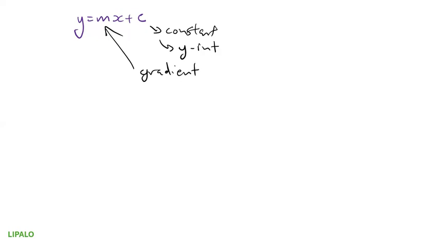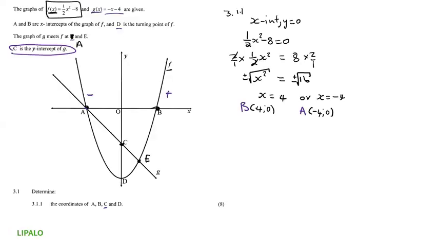What does this entail? It means that if I have y is equal to negative 2x plus 4, the y-intercept of this graph is (0, positive 4). This 4 is coming from here. So let's get back here. We are given the equation. So clearly the y-intercept that's given here is negative 4. So the coordinates of C is going to be (0, negative 4).